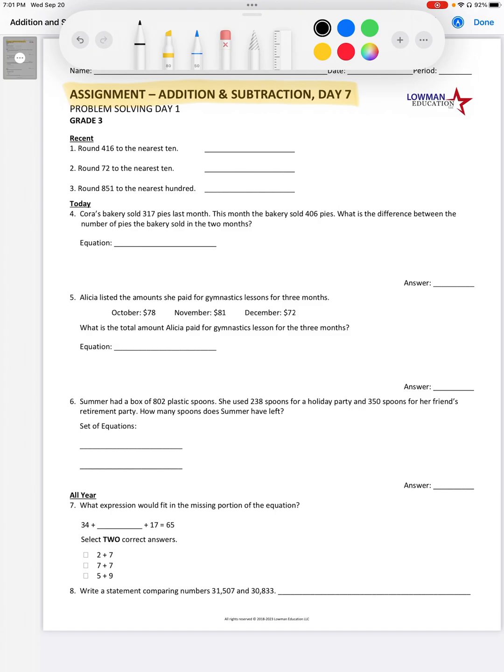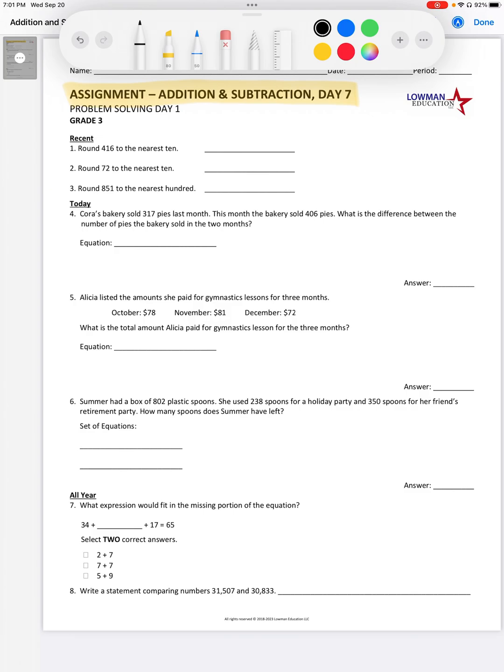I am going to skip problems 1, 2, and 3. There are other videos about rounding on here. You're welcome to go find one of those. I think the video that I showed you how to round on a number line is the addition and subtraction day 5 assignment. So it may not say this is the rounding video. You may have to look for addition and subtraction day 5 assignment. I'm going to skip down to problem 4.